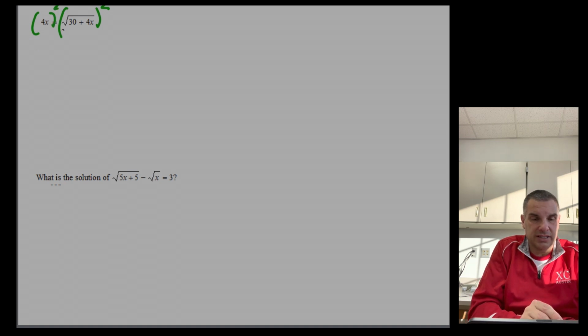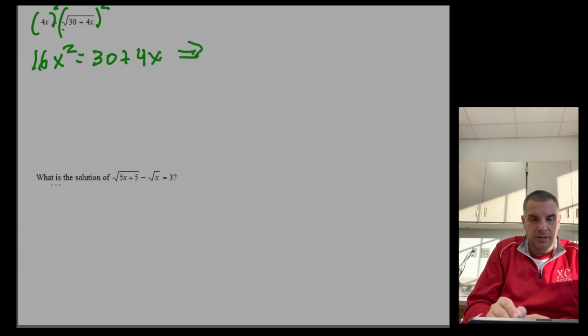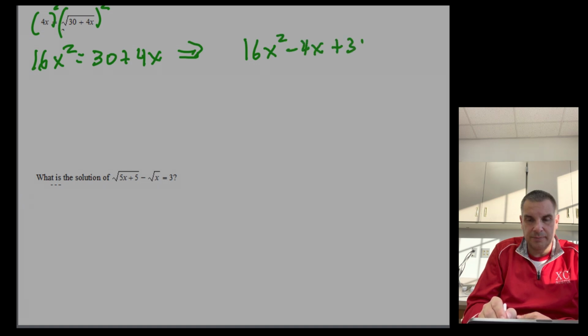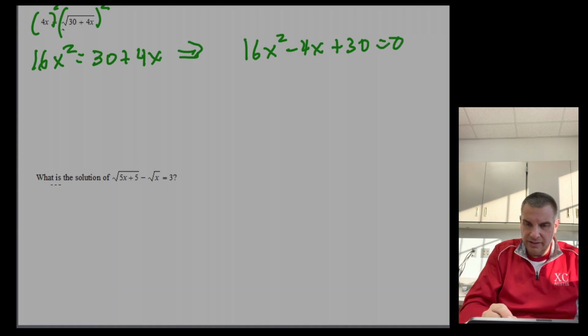So 4 squared is 16. So that's 16x squared equals 30 plus 4x. Get everything on the same side. So that's 16x squared minus 4x plus 30 equals 0. Now we've got 16x squared, so we've got to factor out a like term. Common factor is 2, so factor out a 2.